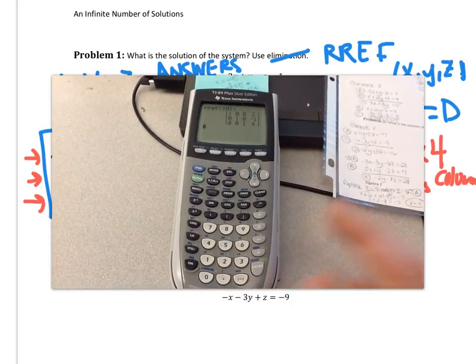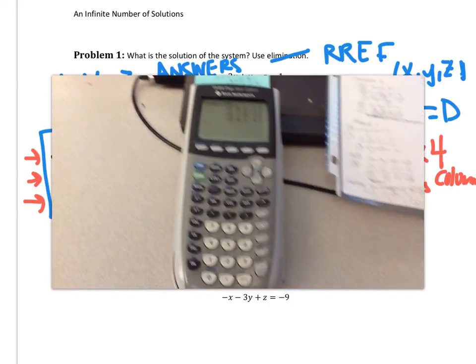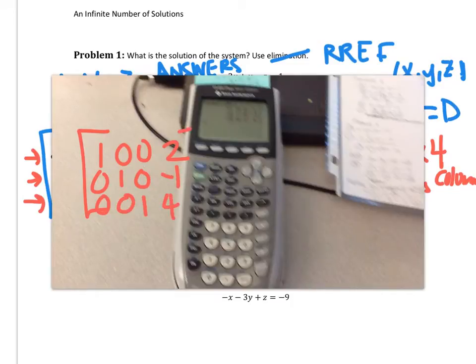And here is where we're going to get our final answer. It's hard to see what you see there, so I'm going to draw out what we have. On my screen, I have this matrix. And what it is showing us is our final answer.